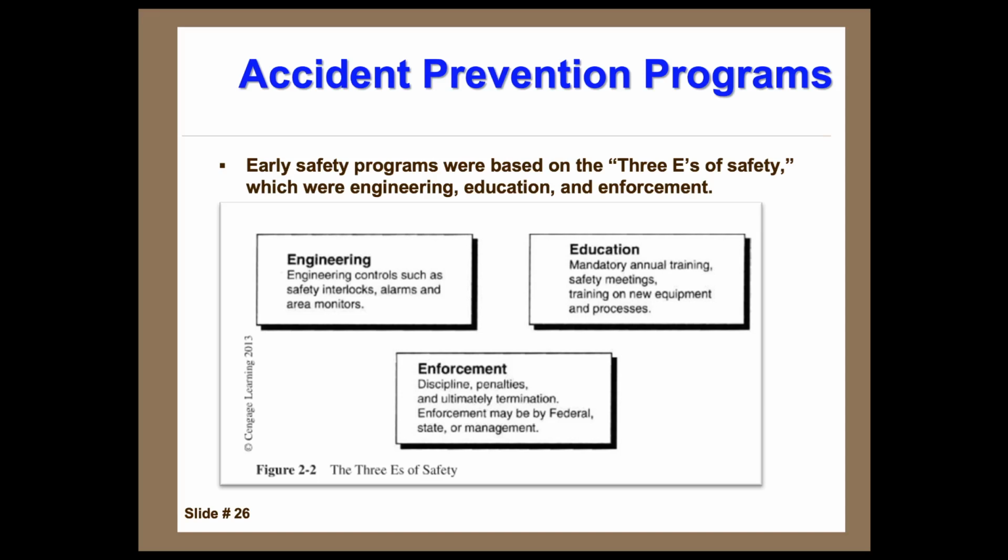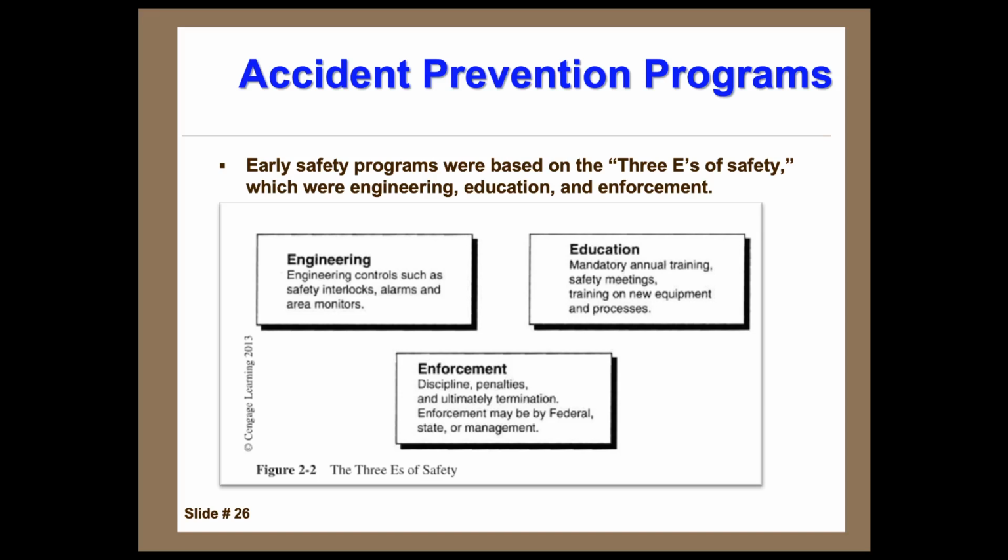Number 1, engineering. Engineering controls such as safety interlocks, alarms and area monitors. In all these safety measures, engineering is involved. With respect to education, mandatory annual training and safety meetings will be conducted by the organization, and employees have to attend these meetings. Training on new equipment and processes.